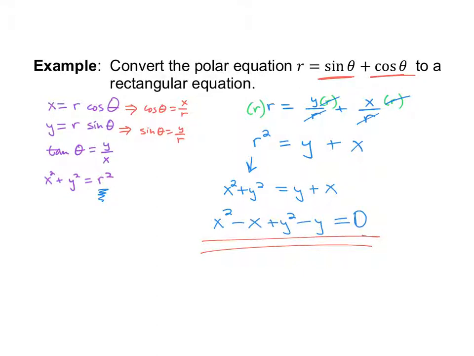So if you have just an r and then some sine theta, cosine theta, or whatever, I would probably try a substitution like this and see if clearing fractions gets me something closer to my goal.